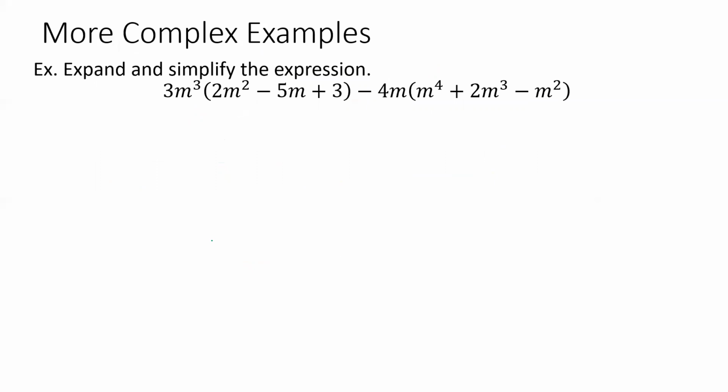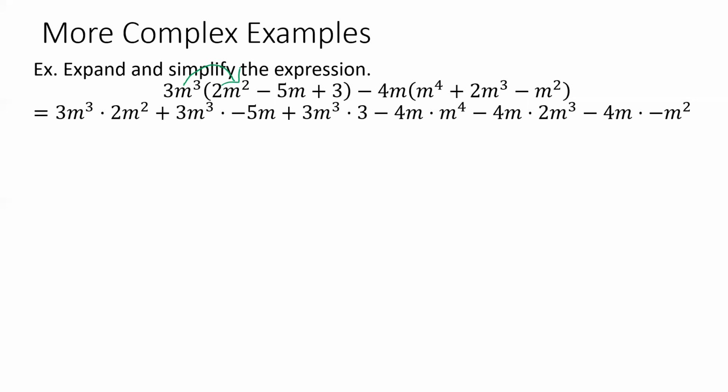We end up just multiplying 3m cubed by 2m squared. So 3m cubed multiplied by 2m squared is going to end up giving us this expression right here. And then we have 3m cubed multiplied by negative 5m, which means we're going to be multiplying these two terms here. And then we have 3m cubed multiplied by 3, which means we're going to be multiplying these terms here.